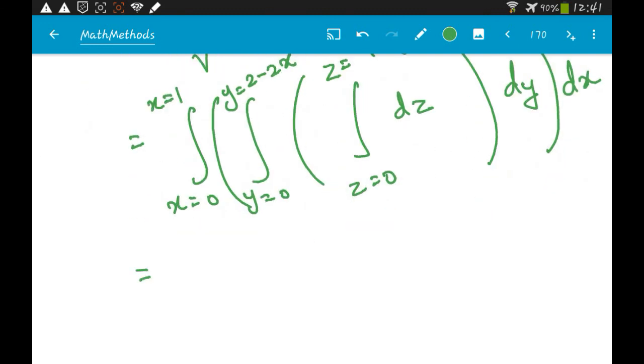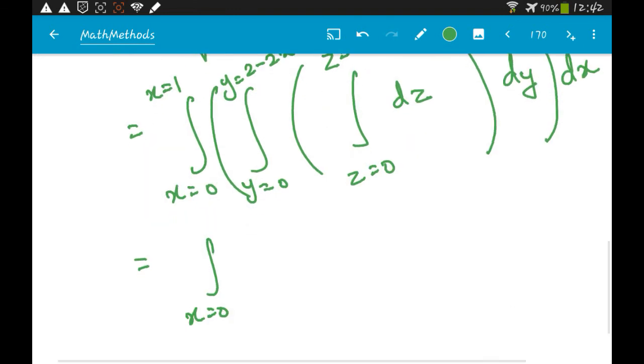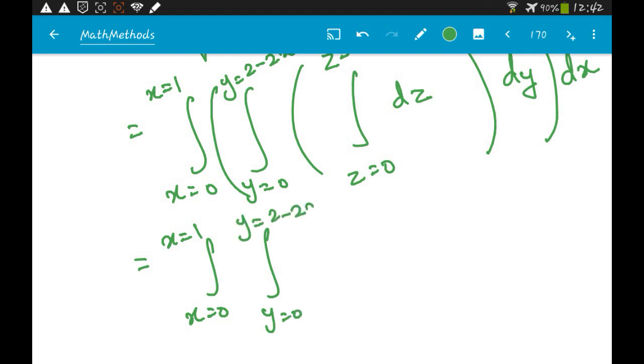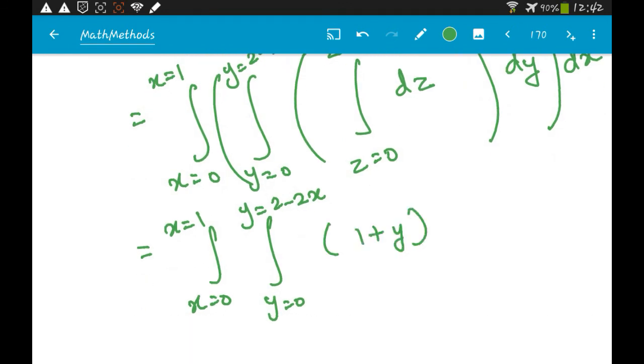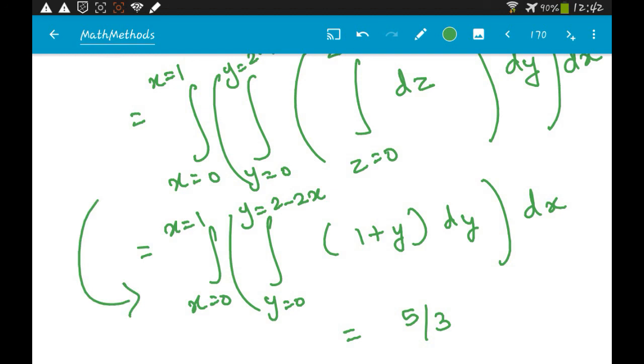So here again, if you see, you will get x equal to 0, x equal to 1, 0, y equal to 2 minus 2x, and 1 plus y. So you would get 1 plus y dy and then dx. So ultimately you will get the same answer. Okay, you are converting this triple integral to a double integral here, and then from here you know how to calculate it. Okay, so this is the way to do it for double or triple integrals. Alright.